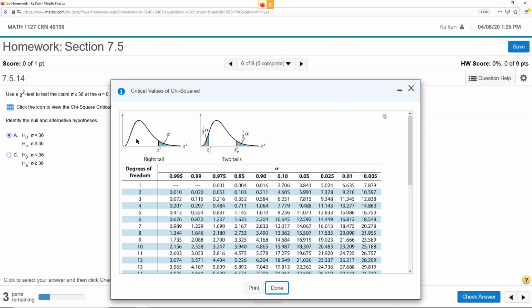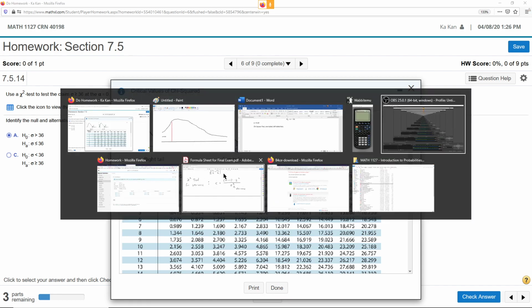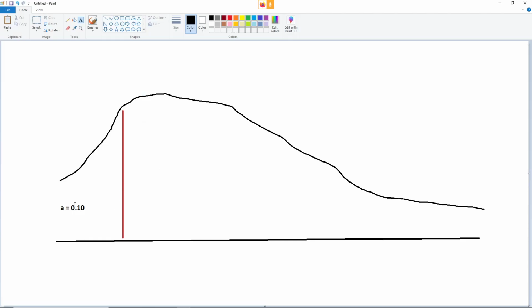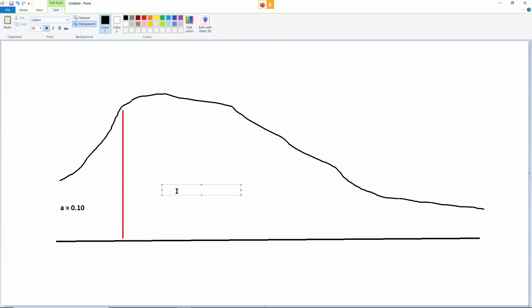When you look at the numbers on this table, by default, it's the right tail. Now we have a left tail. So if it's right tail, you go right ahead and look at 0.1, no problem, and that's the answer. But we are looking for the left tail. What does that mean? If the left tail is 0.1, then the leftover will be 0.9, right? That's what we're looking for.